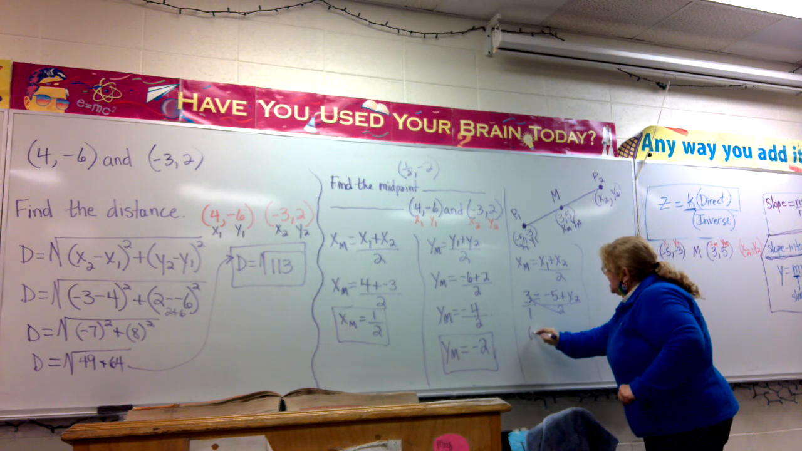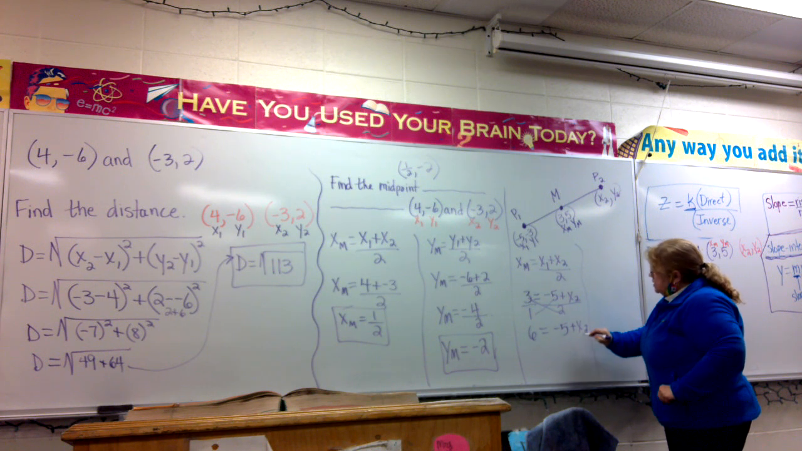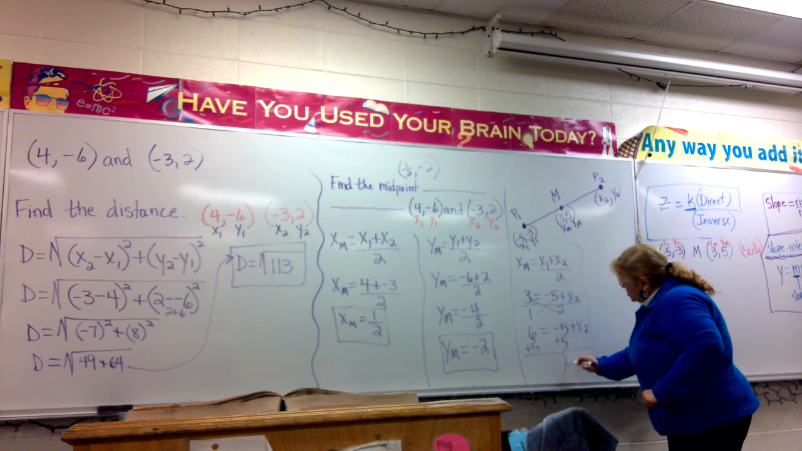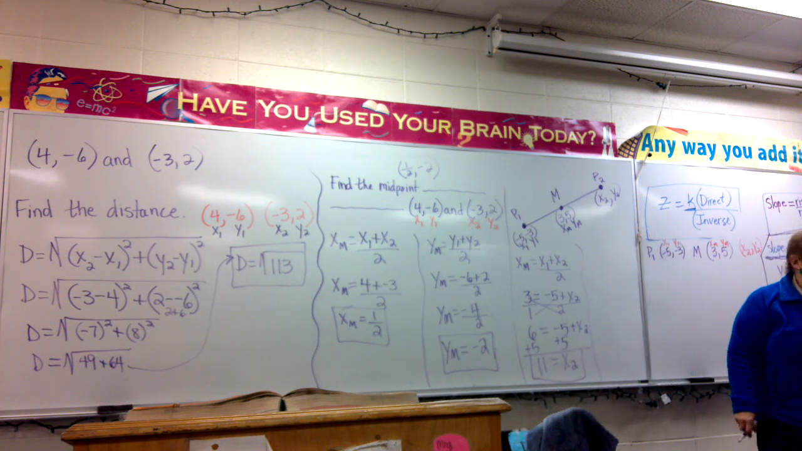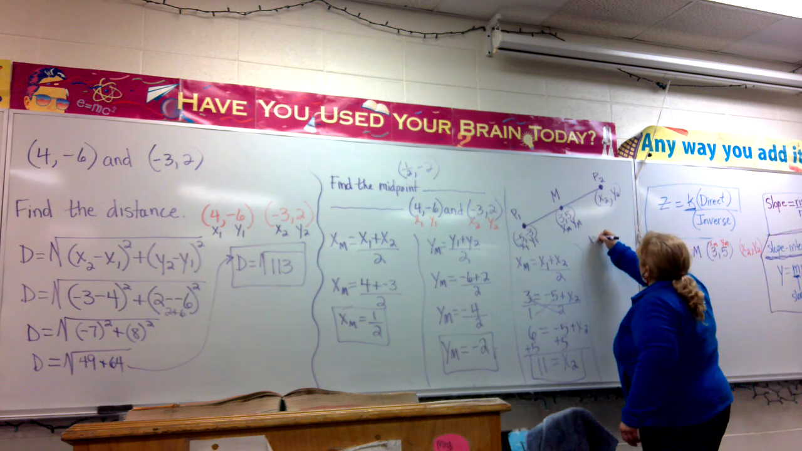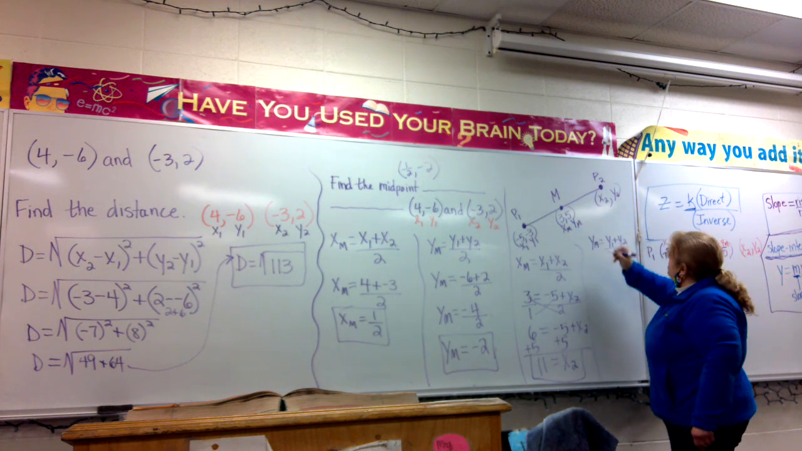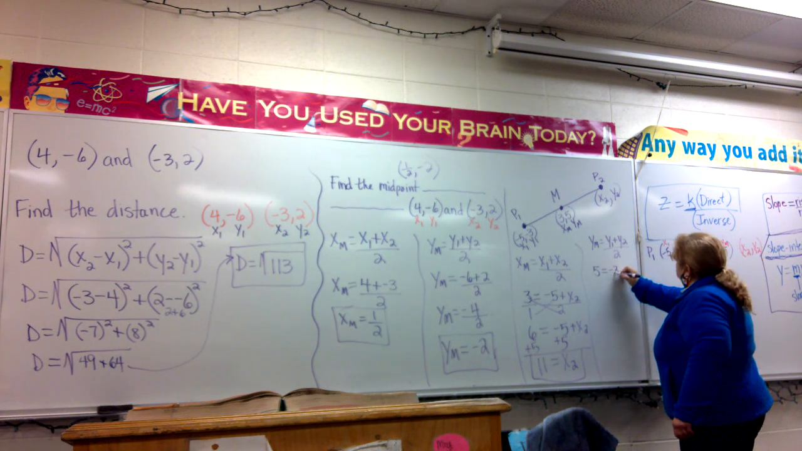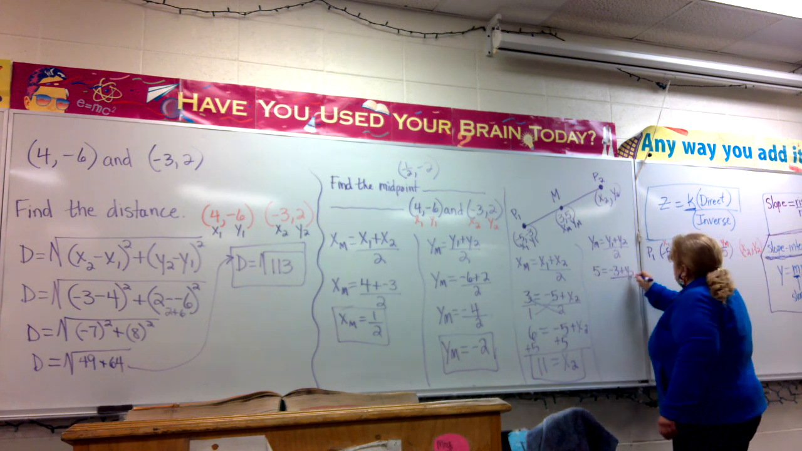I got 6 equals -5 plus x2. So add 5, add 5. So what is x2? Looks like 11. And then you have to do the same thing for the y value. So y of the midpoint is y1 plus y2, all over 2. What's ym? It's 5. What's y1? Remember y2 is what we're looking for.